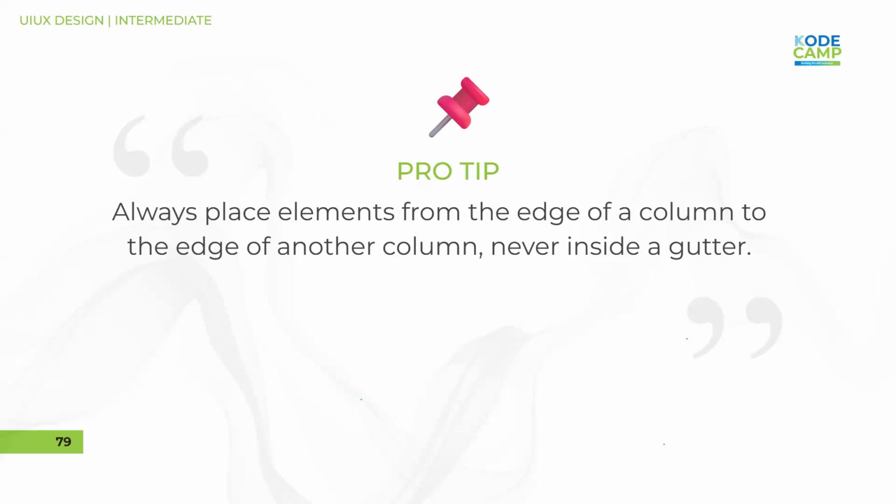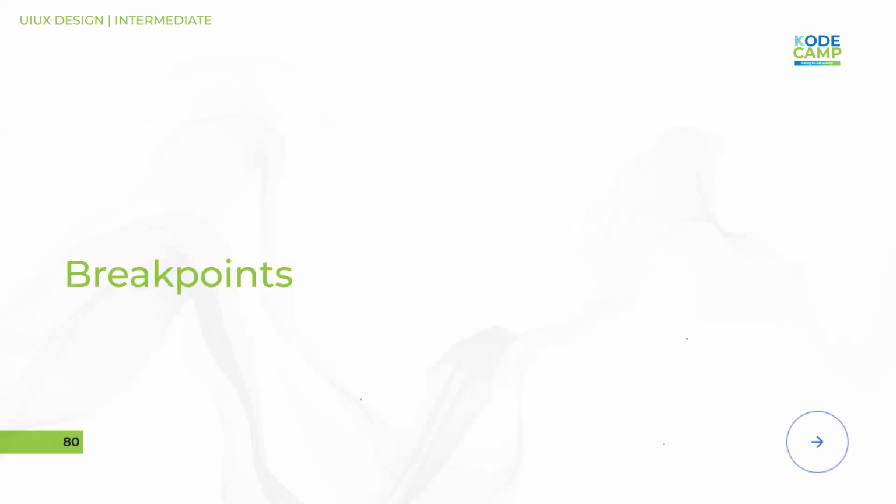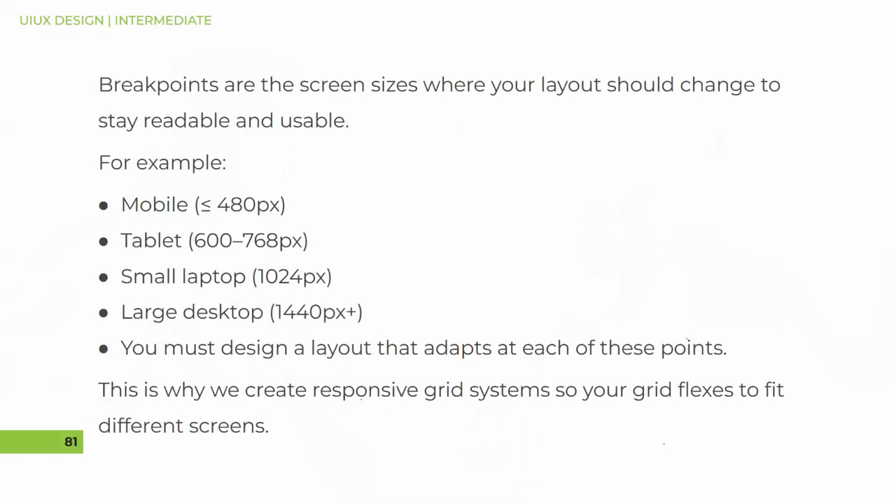Okay. All right. So let's look at what breakpoints are. Remember when we said that gutters vary across breakpoints. So what is this breakpoint? Breakpoints are the screen sizes where your layout should change to stay readable and usable. For example, for mobile, we have that mobile is less than or equal to 480. Any screen that is bigger than that is not mobile. That's tablet.